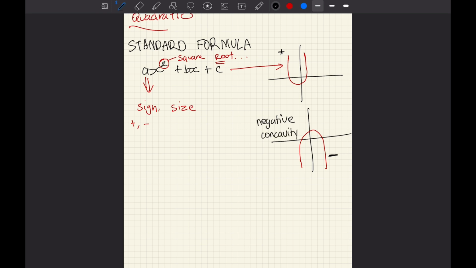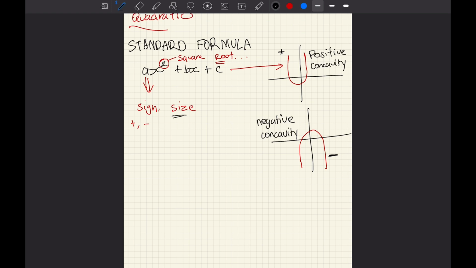And positive concavity. Okay, so if a is positive, it's concave up. If a is negative, it's concave down. Great. Then we look at the size.